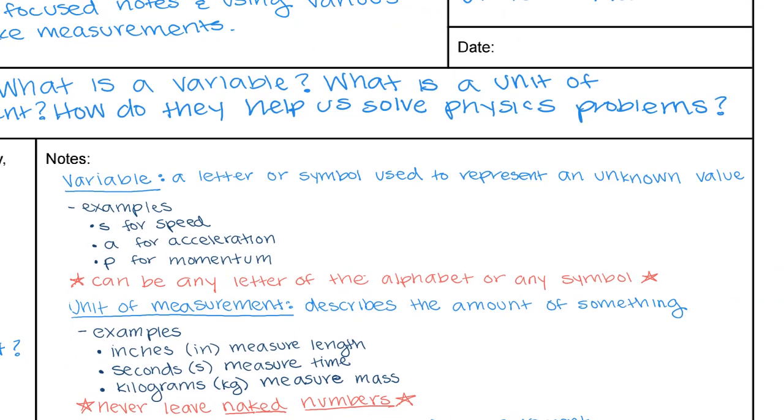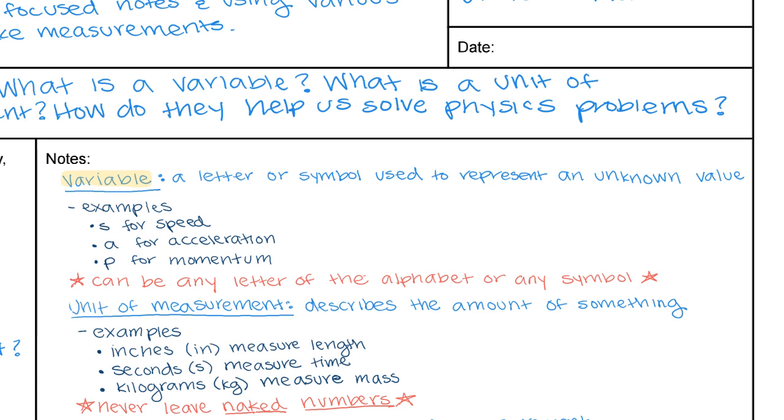So a variable is a letter or a symbol used to represent an unknown value. I'll highlight that there. That is a key vocabulary term for you all to remember. An example of a variable would be S for speed, or using an A to represent acceleration, or P for momentum. These are all examples of variables representing different values in physics.